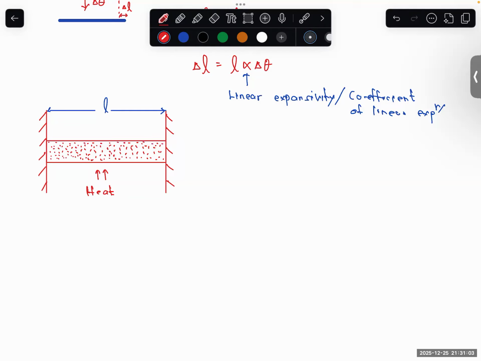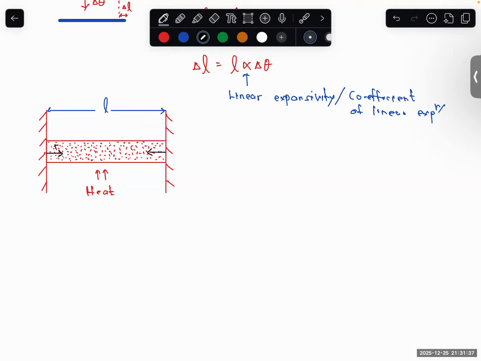So there will be a thermal effect. The molecules will increase in motion, amplitude, but they can't move away from each other because they are kept between two rigid walls. So how is the displacement of the molecule stopped? That is by applying mechanical force. This wall creates mechanical force.